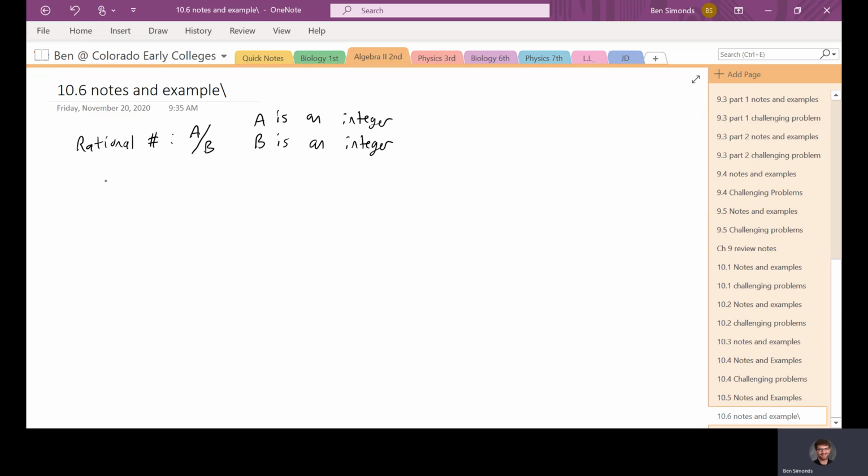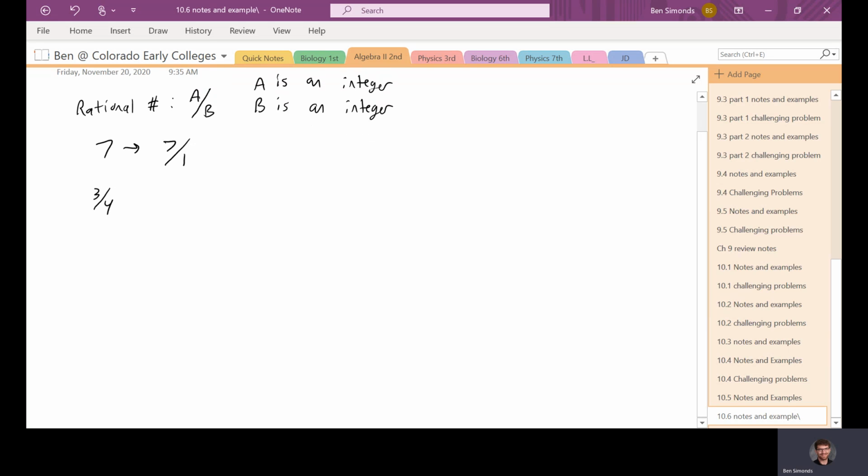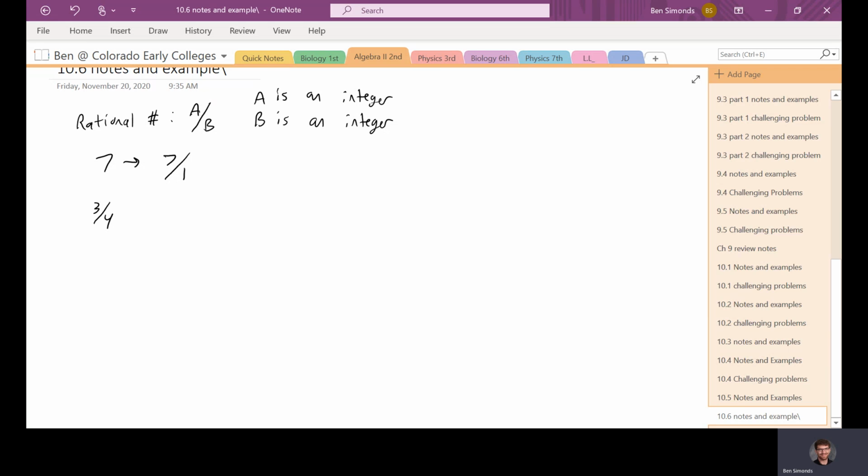Any regular number is a fraction, such as 7, right? And 7 is technically 7 divided by 1. So that's a rational number. Any regular fraction is a rational number. So this section is all about something called rationalizing the denominator.